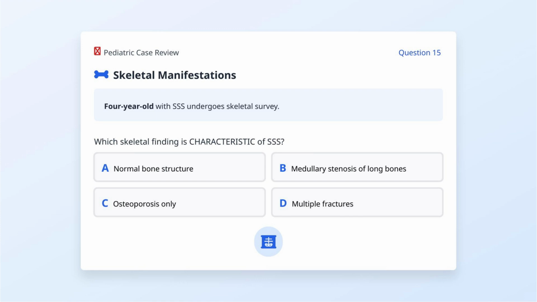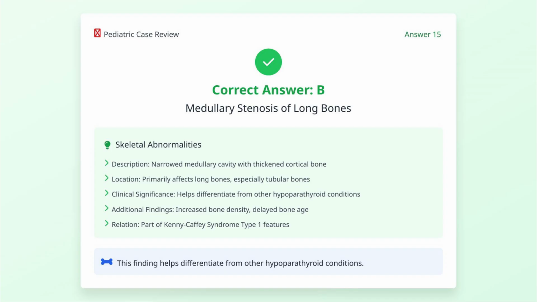Consider distinctive radiographic features. The correct answer is B, medullary stenosis of long bones. This involves narrowed medullary cavity with thickened cortical bone, primarily affecting long tubular bones. This finding helps differentiate Sanjad-Sakati syndrome from other hypoparathyroid conditions and reflects Kenny-Caffey syndrome type 1 features. Additional findings include increased bone density.